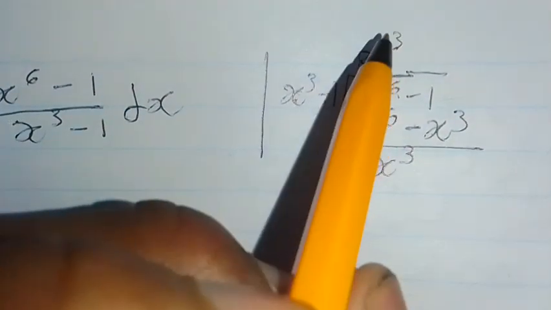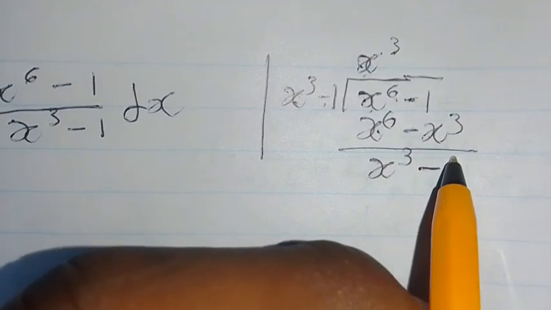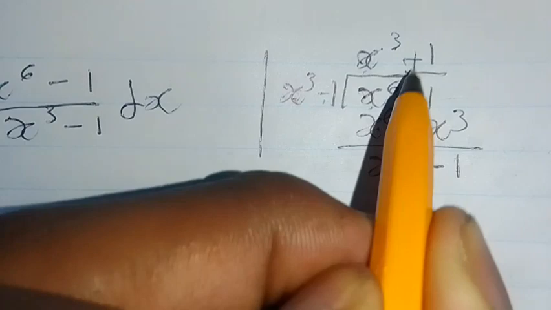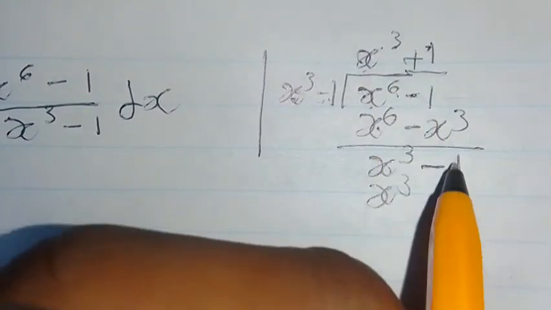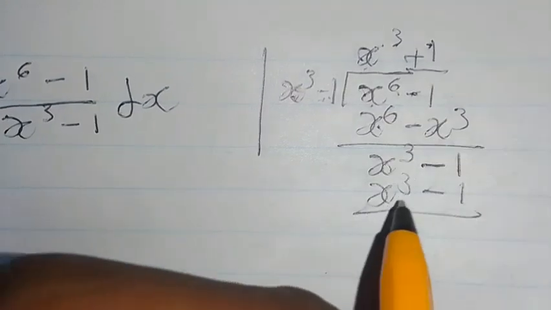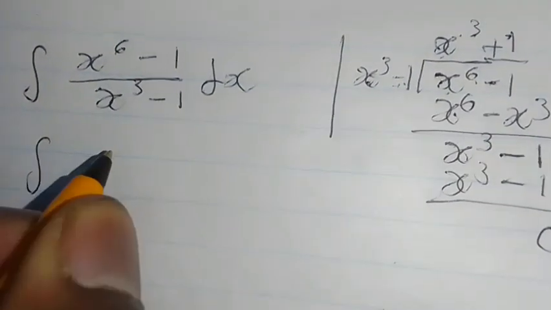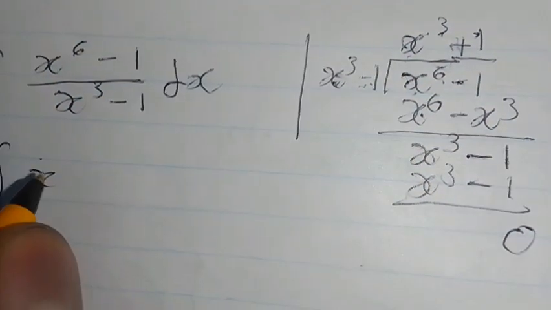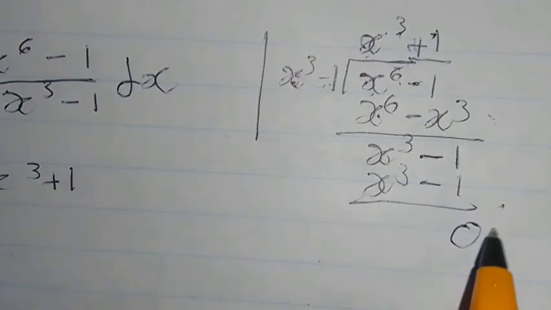And now notice that you're still going to have this minus 1 here. You're just going to copy it here. And then you'll say x to the 3rd divided by x to the 3rd, then you're going to have 1. And then you'll say 1 times x to the 3rd, you're going to have x to the 3rd. And you say 1 times minus 1, which you're going to have minus 1. And then you have no remainder. So what this means is that this integral is the same as you copy this term, x to the 3rd plus 1. So there's no remainder, it's 0.